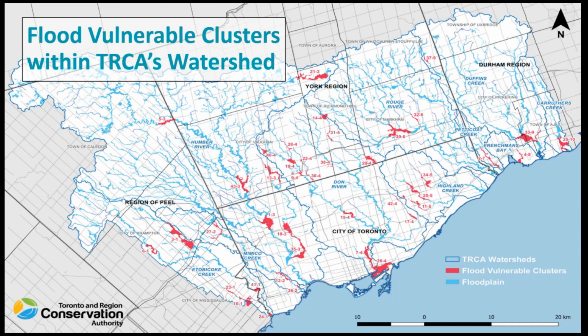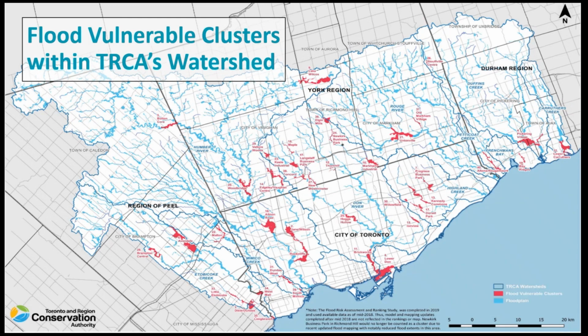Note, this next iteration of the map has the named clusters of the different flood vulnerable clusters across TRCA's jurisdiction, instead of their overall flood risk rankings found within the FRAR study published back in 2019 by IBI.